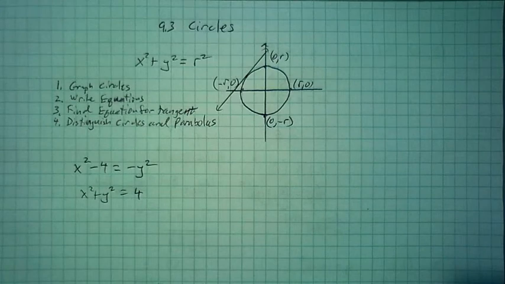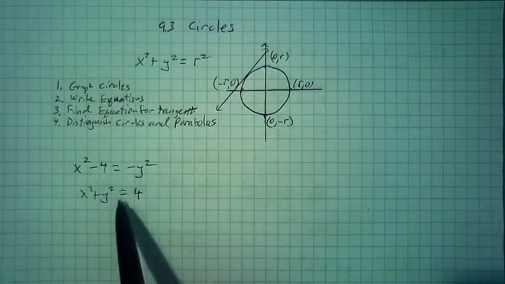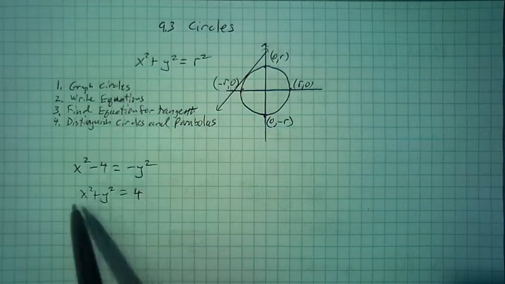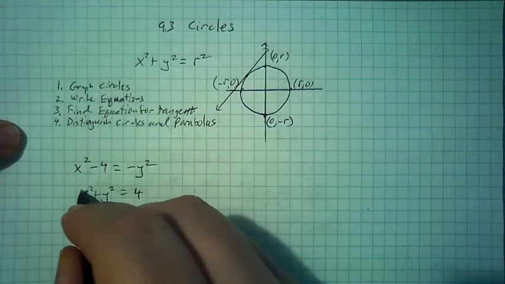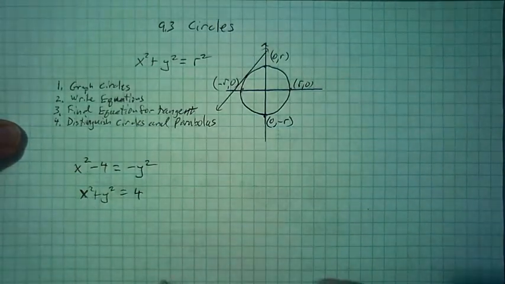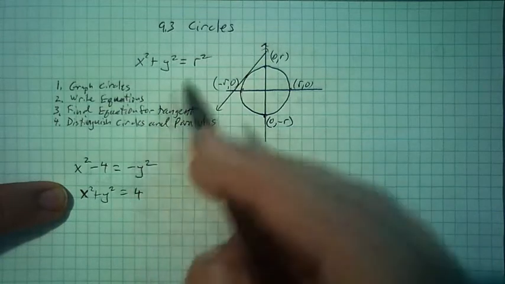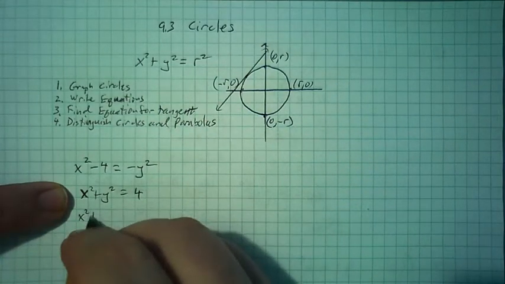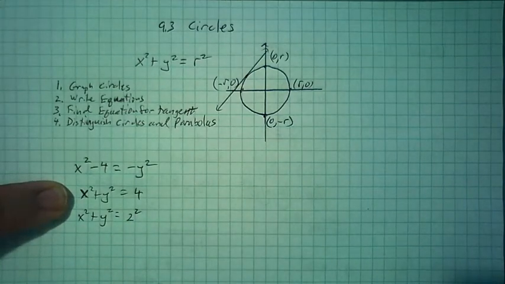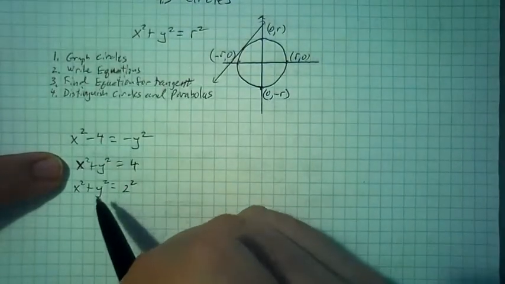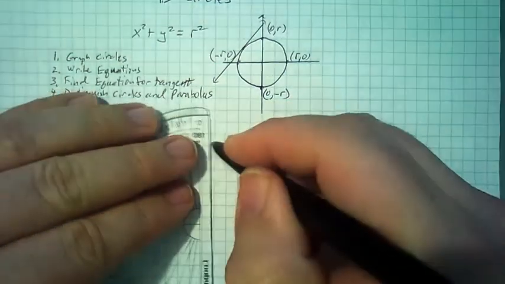So I'm looking at this. The way to distinguish a circle from the other conic sections is that circles are going to have an x squared and a y squared, and they'll both be the same sign. So in this case, both positive. In fact, if they're both negative, what you want to do is move it to the other side so they're both positive. x squared plus y squared equals 4, which makes it the equation for a circle. If you prefer, you can write this as 2 squared, and that way you can see the radius right there. This is a circle with center at (0, 0) and radius 2.